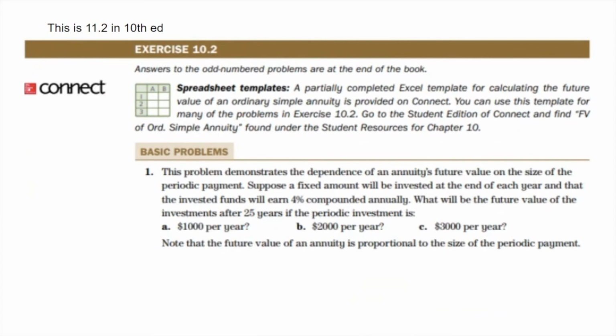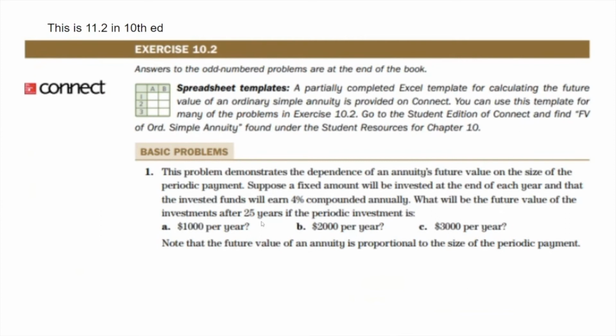Now, a little check that should go off in your head. All of them now will be a simple annuity. The compounding is annually. The payment is annually. That, by definition, is a simple annuity. Okay? So 4% compounded annually is 4% divided by 1, so I is 4% or 0.04.